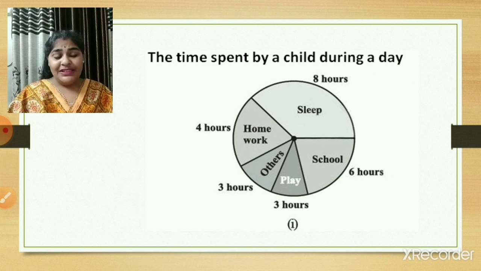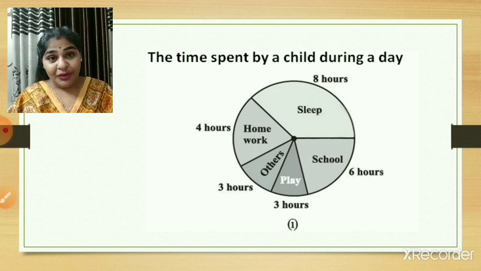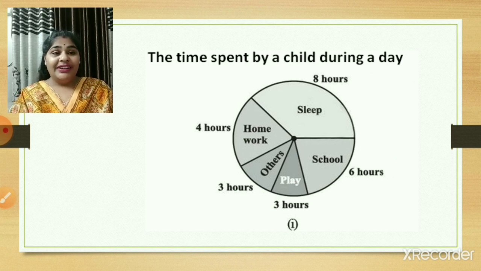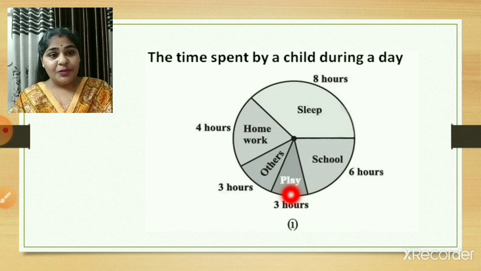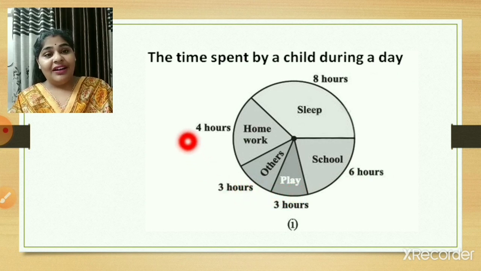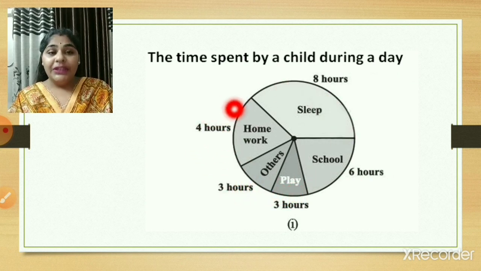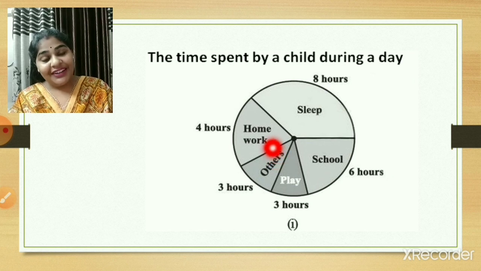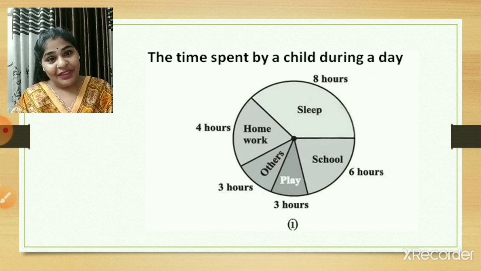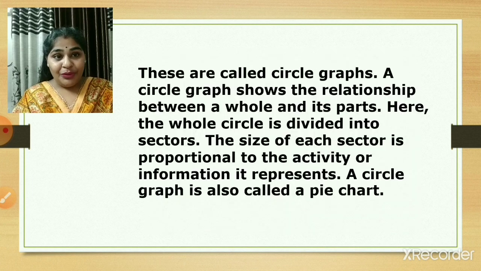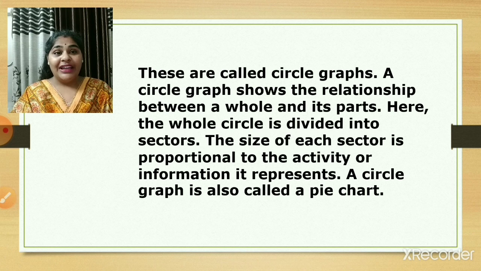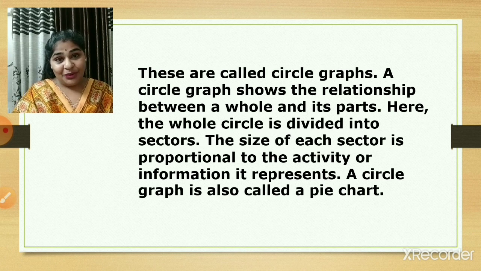Now if you see, children, we know that the whole day has 24 hours, right? So if you now add all this, 8 hours plus 6 hours plus 3 hours plus 3 hours plus 4 hours, you should get 24 hours. So this is how the pie chart is read. Let us see a few questions, but before that let us once again see what a pie chart is.